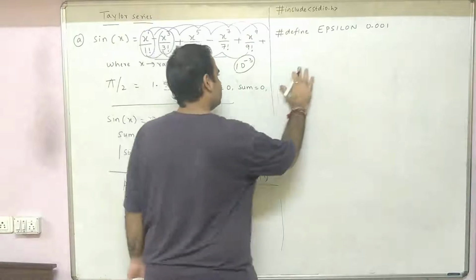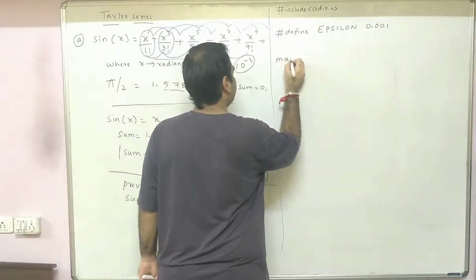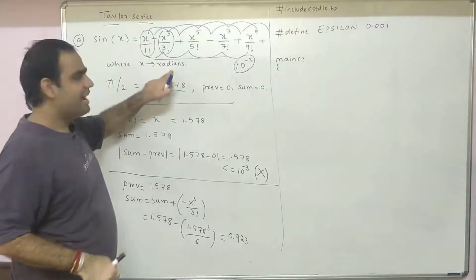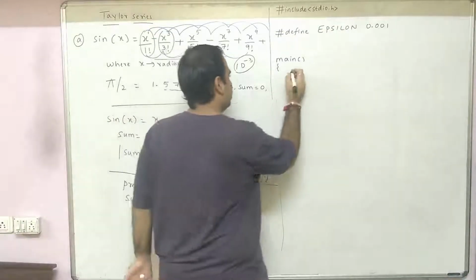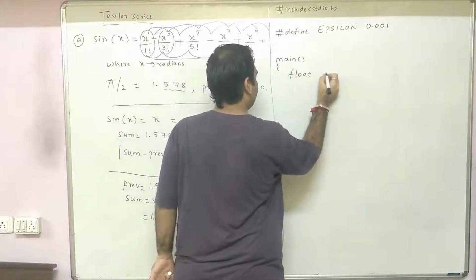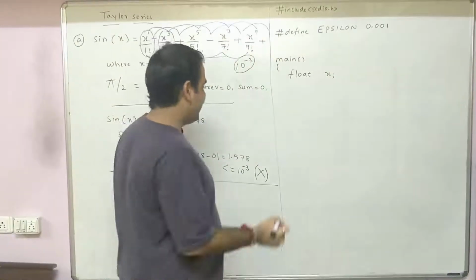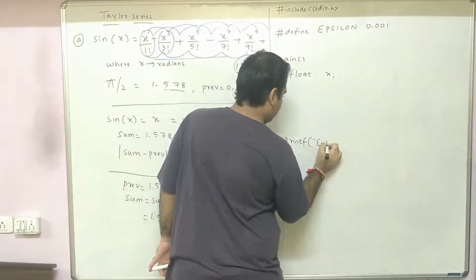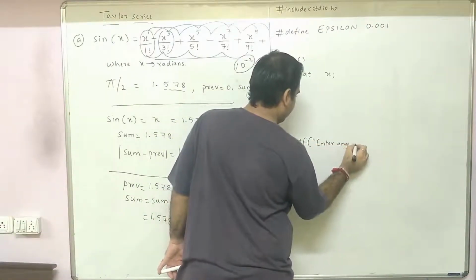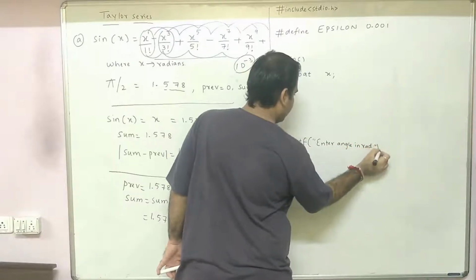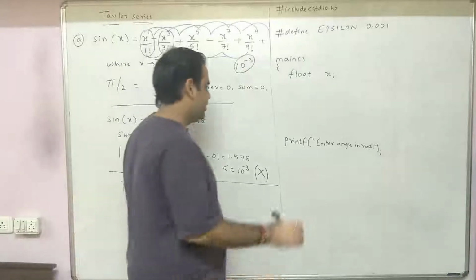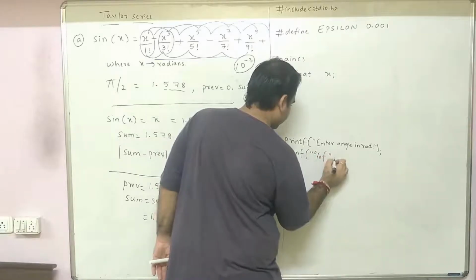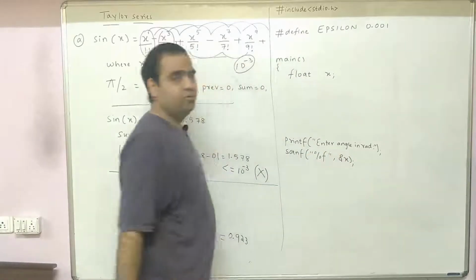Now, let's write the main function. What is the input for our question? Input for our question is x, and the value of x is in radians. Hence, we say float x. We have to read the value of x in radians, therefore I write printf enter angle in radians. You can read in degrees as well and convert that back to radians; I leave it to you to do that. And this is scanf %f ampersand x. Now you read the value of x.